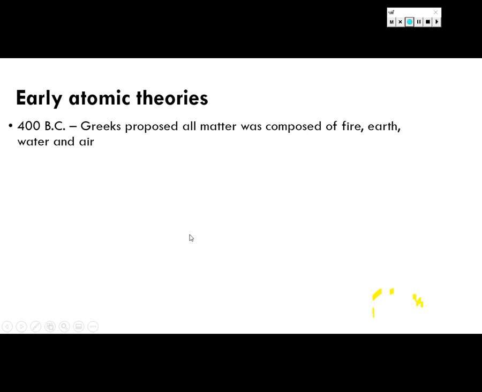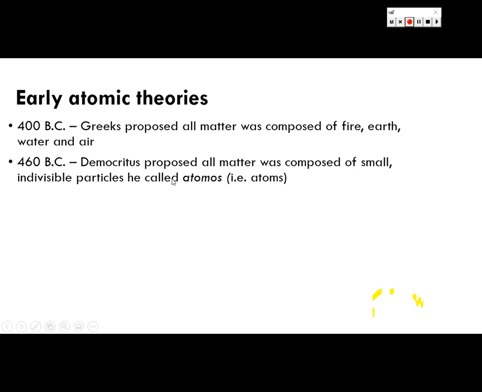Okay? So in the beginning, Greeks were considered a source of knowledge. They said all matter was composed of fire, earth, water, and air. Then Democritus was a Greek, and he was revolutionary. He said, you know what, there's more going on here than just those four ideas. He said all matter was composed of small indivisible particles that he called atoms, the Greek word for atoms essentially, which we still use today.